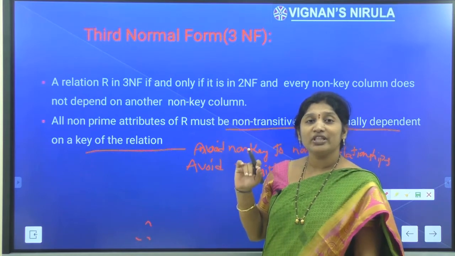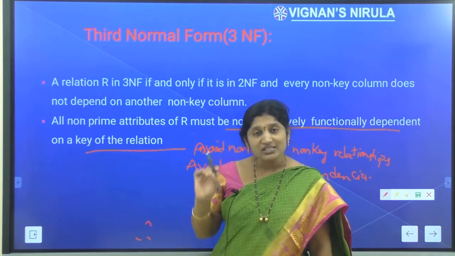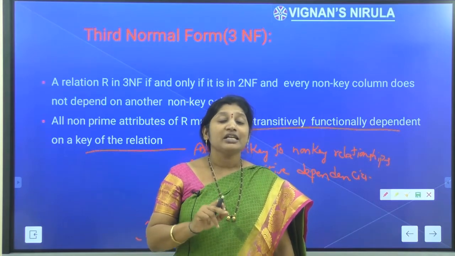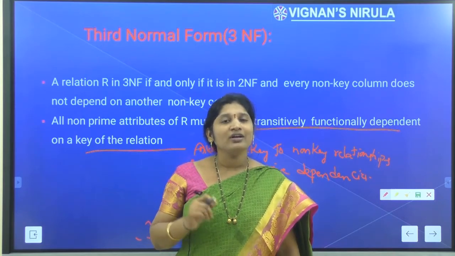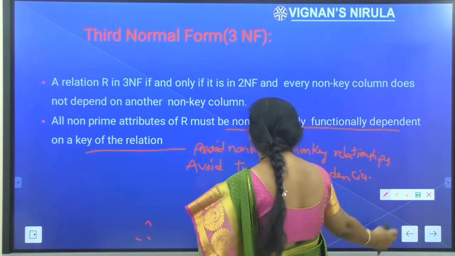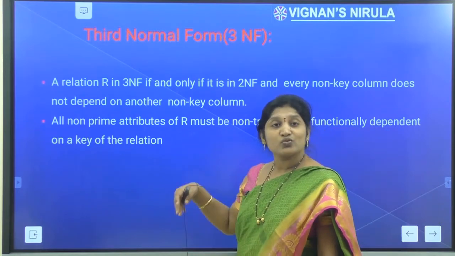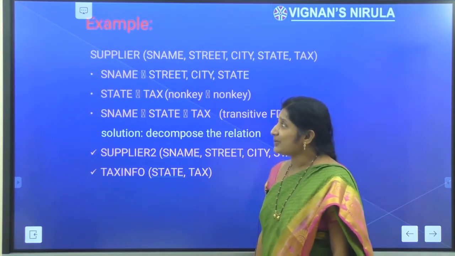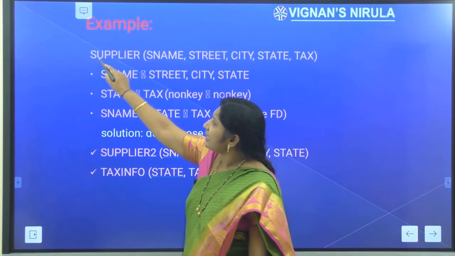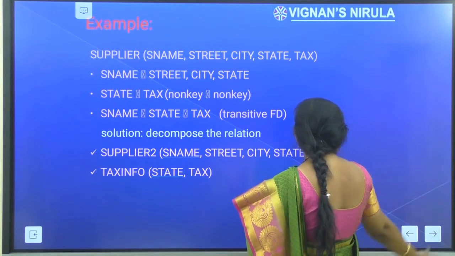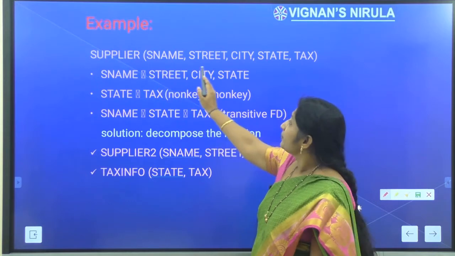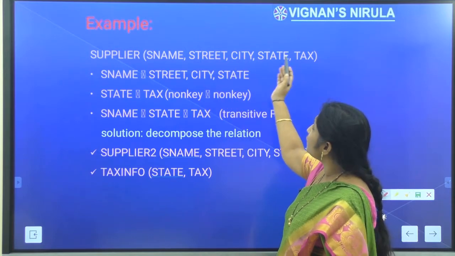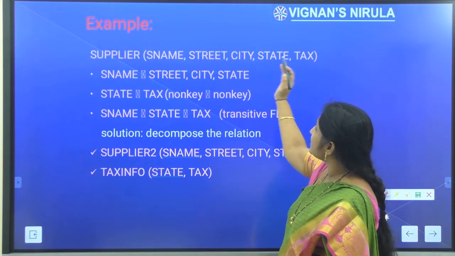A relation is said to be in third normal form if and only if it is in second normal form and every non-key attribute is non-transitively dependent on primary key attribute. So we'll see with an example what is the meaning of transitive dependencies, what is non-key to non-key relationships. See this one. This is the basic table that has been given for us, the supplier table. What are the attributes within the supplier table? S name, street, city, state, tax, consisting of 1, 2, 3, 4, 5 attributes.